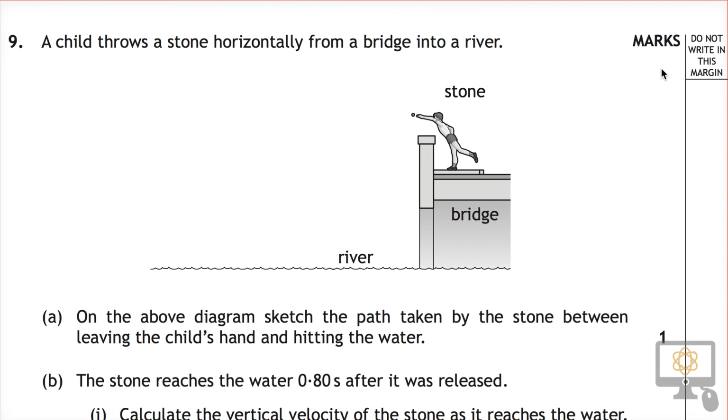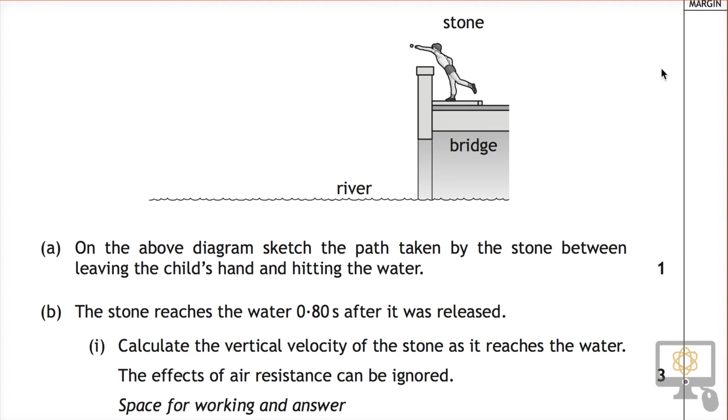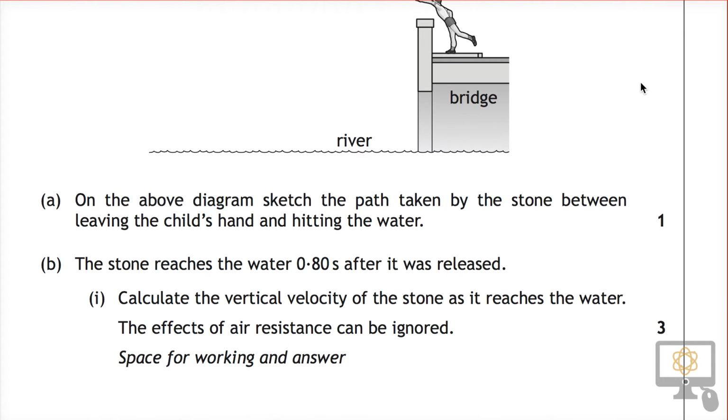At question 9b from the 2015 National 5 Physics paper. It says that the stone reaches the water 0.80 seconds after it was released. Calculate the vertical velocity of the stone as it reaches the water and ignore air resistance.